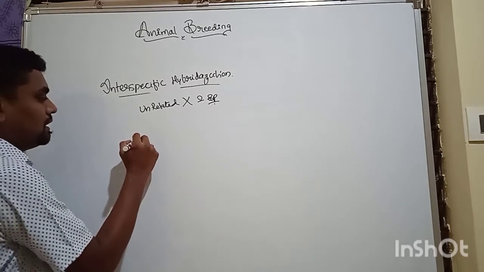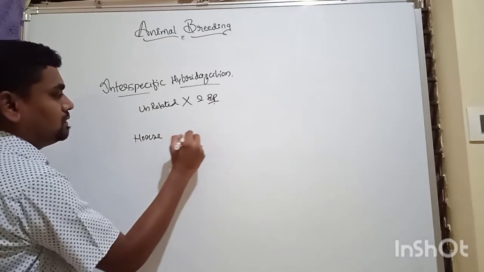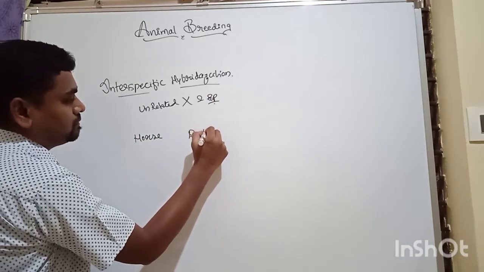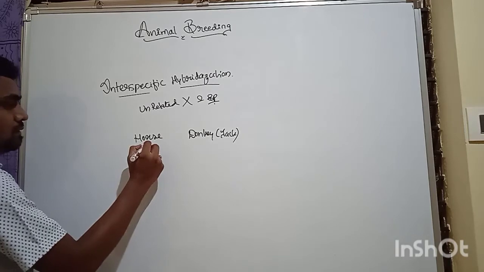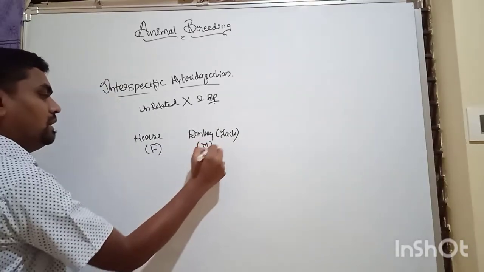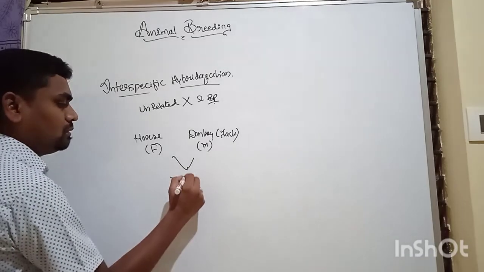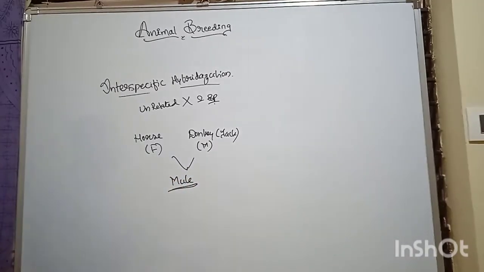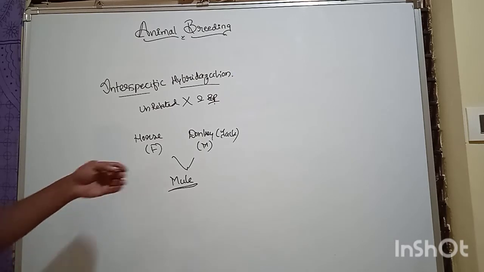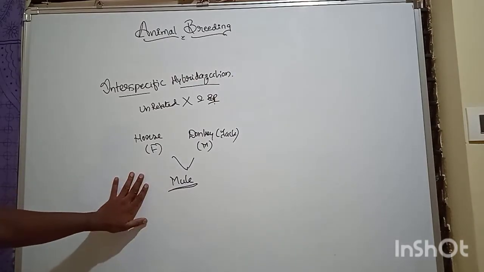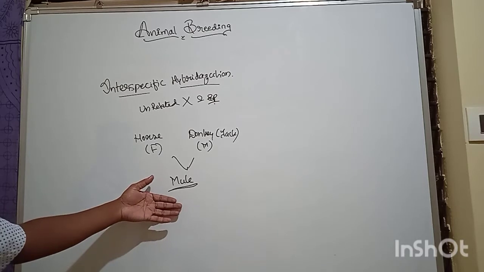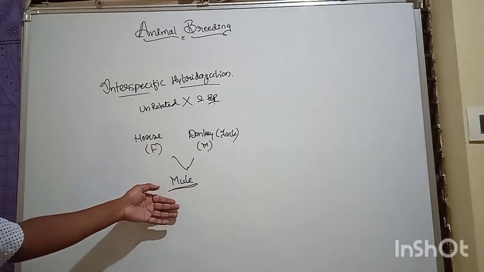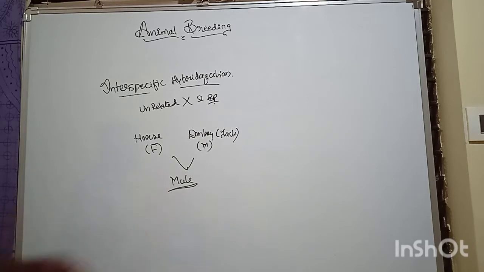Examples: horse and donkey. It is also called a jog. Horse is female, donkey is male. The outcome is mule. What is the use of a mule? Mule is a superior one. It has more disease resistance. It can carry more weight. It helps in transportation, and its size and adaptability are greater compared to a horse.